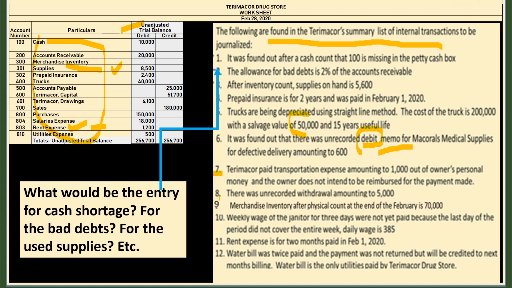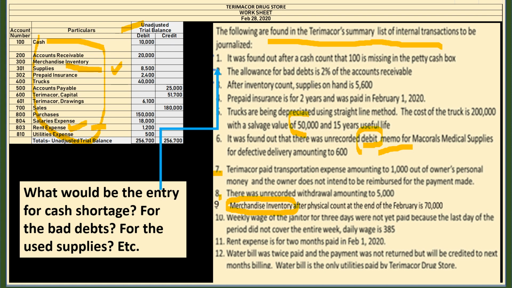Number 8, there was an unrecorded withdrawal amounting to 5,000. Number 9, merchandise inventory after physical count at the end of February is 70,000. So Terimacor is using the periodic system of inventory because it has to count the merchandise at the end of the period to have a record of the merchandise inventory.